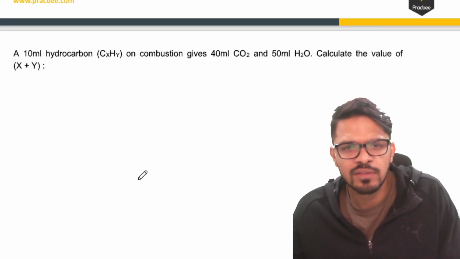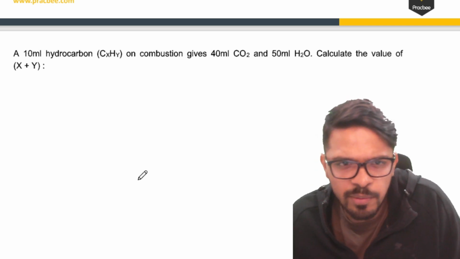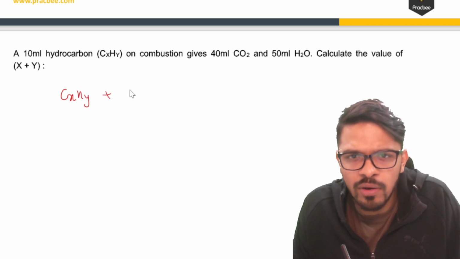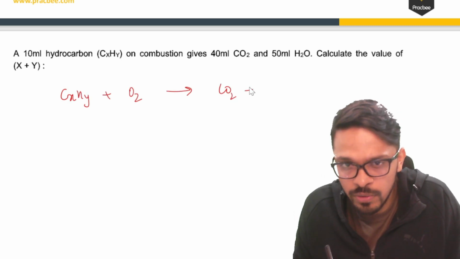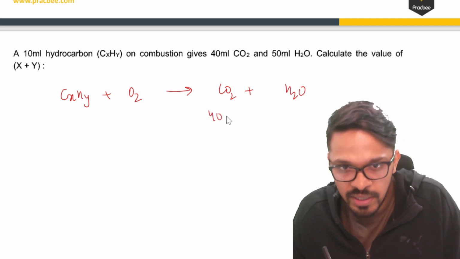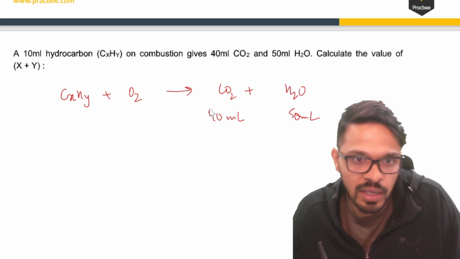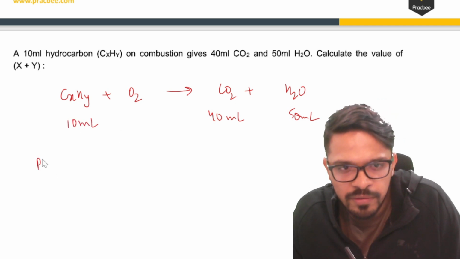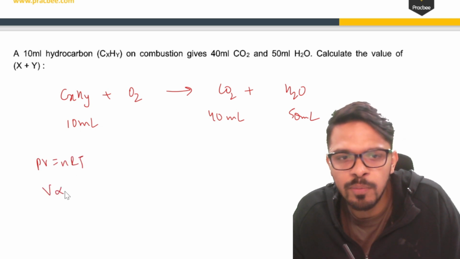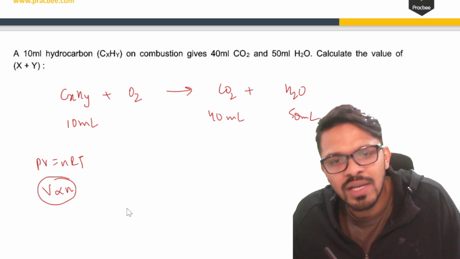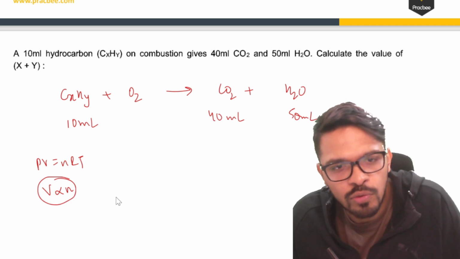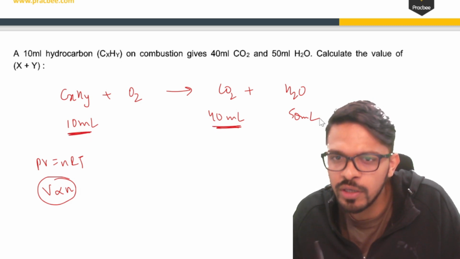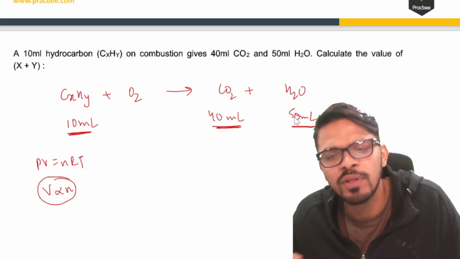So they have finally asked this question. They used to ask this type of question in JEE Mains 2021 or 2020. What is happening here? We have a hydrocarbon. On reaction with oxygen, we will get CO2 and H2O. They are saying this is 40 ml, this is 50 ml, and we have taken 10 ml of this. For gases, PV is equal to nRT, or I can say volume is directly proportional to moles. So just like volume, we can consider the moles as well. For example, I can say these are 10 millimoles, these are 40 millimoles, and these are 50 millimoles.